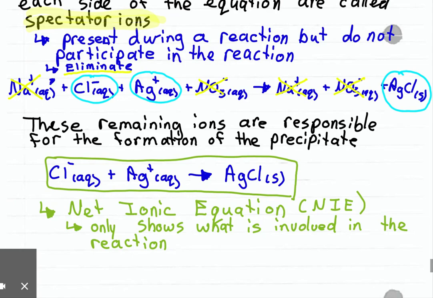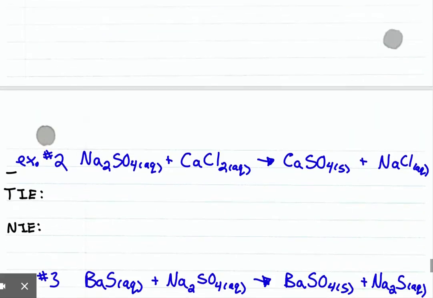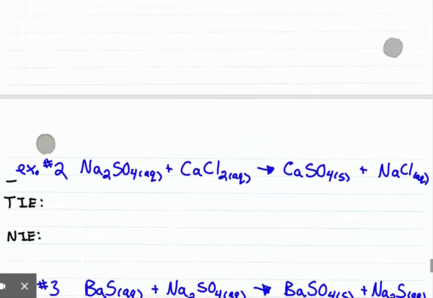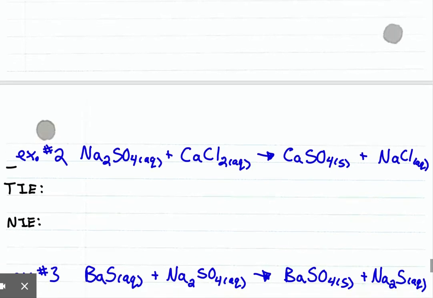All right, so we're going to do an example together where we have a double displacement reaction and we write out the total ionic equation and the net ionic equation. So if we look, you already have your double displacement reaction here. You have sodium sulfate aqueous plus calcium chloride aqueous reacting, that's what that means, to make solid calcium sulfate and aqueous sodium chloride.